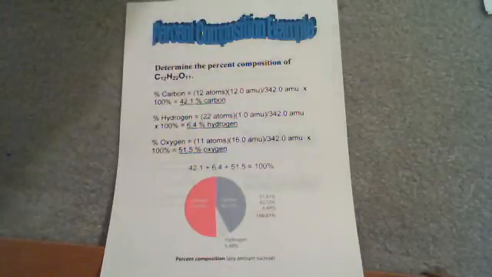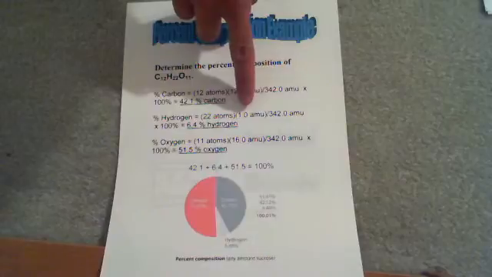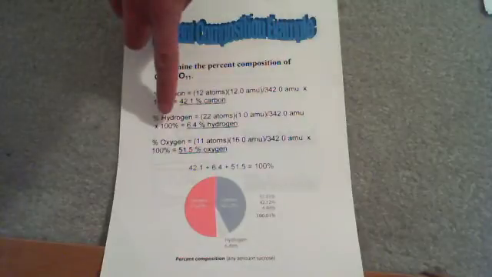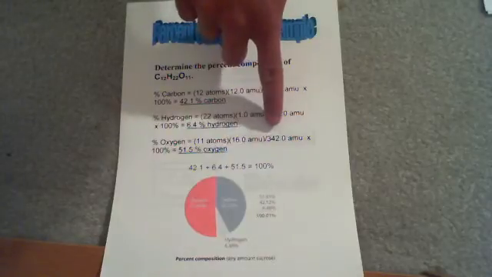The percent of hydrogen can be calculated by multiplying 22 atoms of hydrogen by the atomic mass of 1 AMU, all divided by 342 AMUs, multiplied by 100%, which equals 6.4% hydrogen. The percent composition of oxygen can be calculated by multiplying 11 atoms of oxygen by the atomic weight of 16 AMUs, all divided by the formula weight of 342 AMUs, multiplied by 100%, which equals 51.5% oxygen.